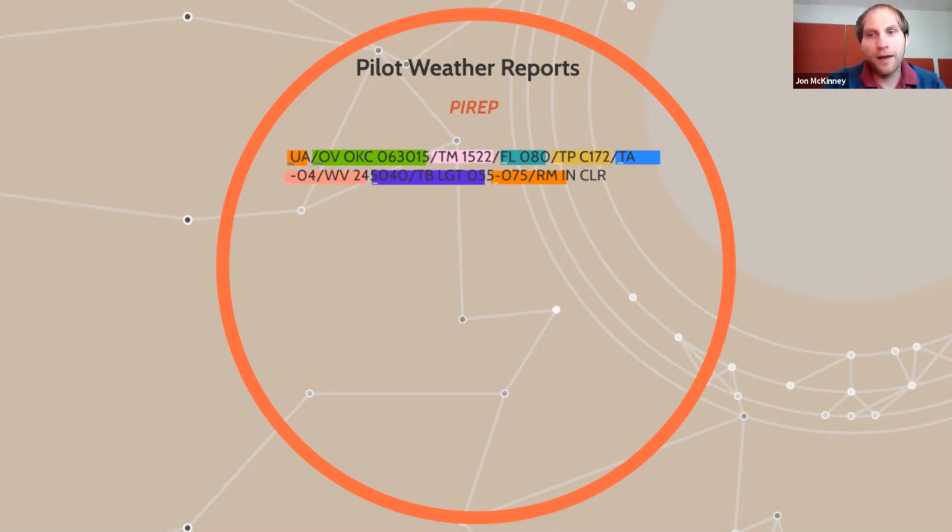So PIREPs, how do we submit a pilot report? We should submit our pilot report to Flight Service Station. The standardized frequency for flight service is 122.2. That's noteworthy to write down. If you're above 5,000 feet in the lower 48 states, that's the standardized way to get hold of flight service. Yes, you can give your pilot report to air traffic control, but air traffic control is notorious for not passing along that pilot report information.